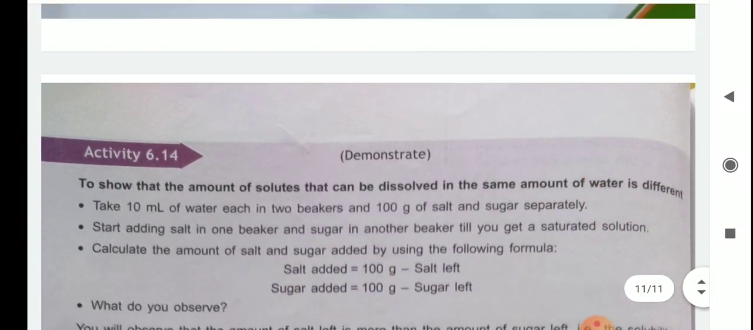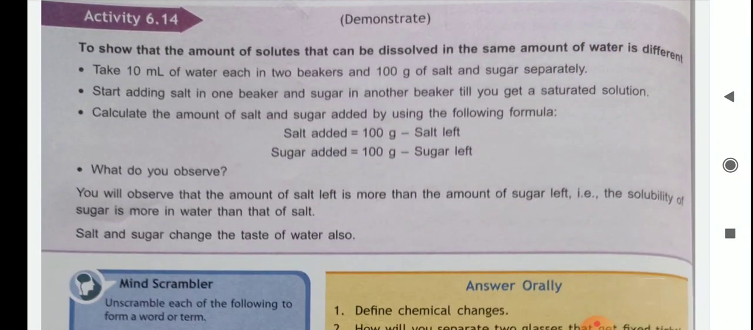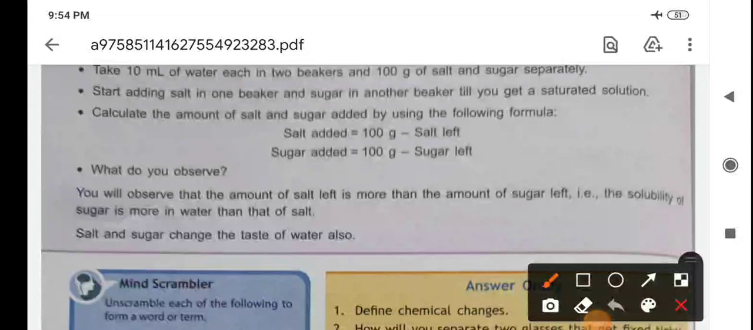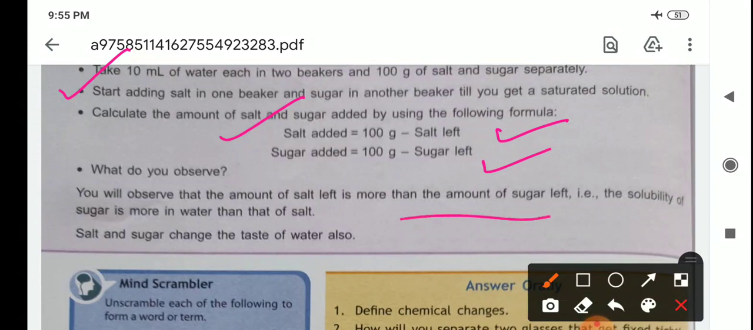Here we can see one activity to show that the amount of solutes that can be dissolved in the same amount of water is different. Here you see, take 10 ml of water each in 2 beakers, 100 gram of salt and sugar separately. Start adding salt in one beaker and sugar in another beaker till you get a saturated solution. Then you calculate separately how much sugar or salt is added and how much salt and sugar is left. What do we observe? We will observe that the amount of salt left is more than the amount of sugar left. That is, the solubility of sugar is more in water than that of the salt.